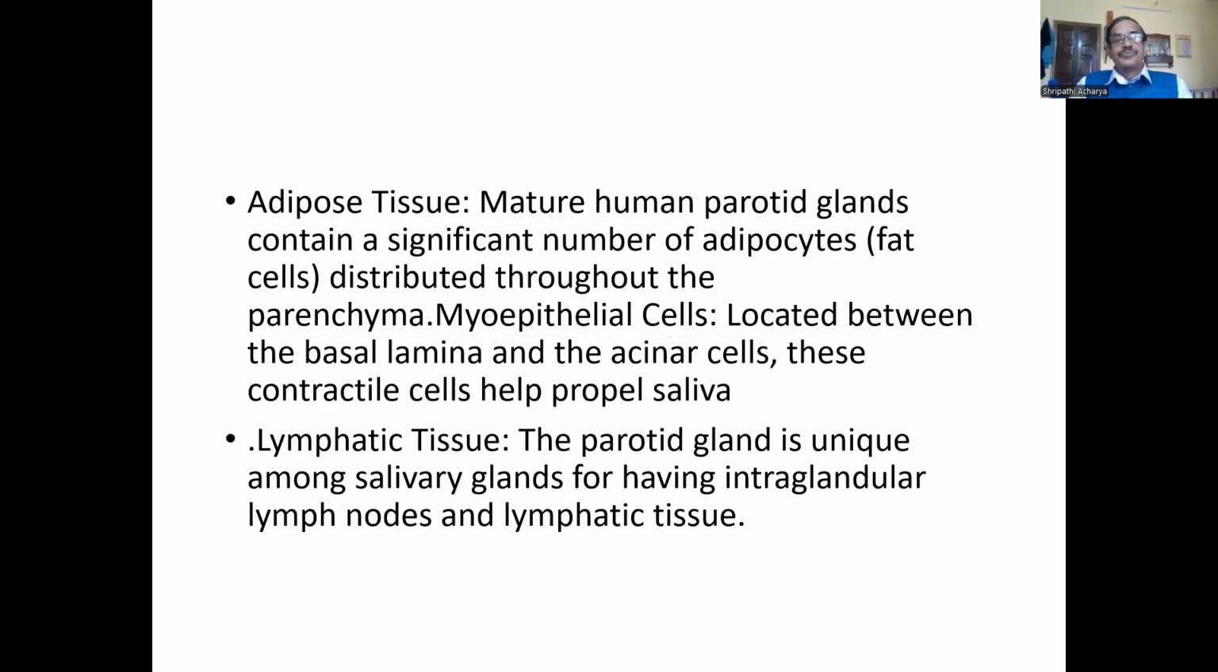Adipose tissue. Mature human parotid glands contain a significant number of adipocytes, fat cells, distributed throughout the parenchyma. Myoepithelial cells are located between the basal lamina and the acinar cells. These contractile cells help propel saliva. Lymphatic tissue. The parotid gland is unique among salivary glands for having intraglandular lymph nodes and lymphatic tissue.